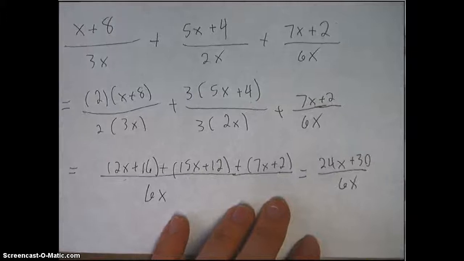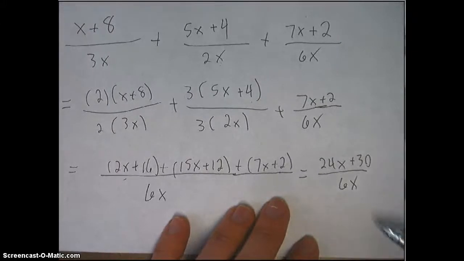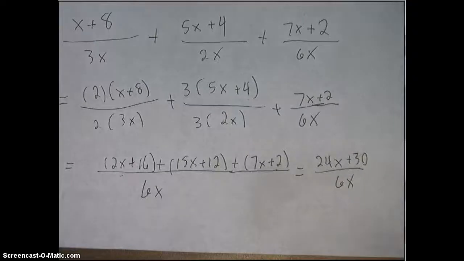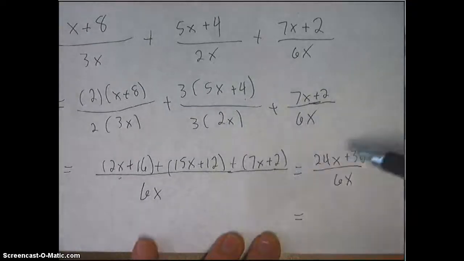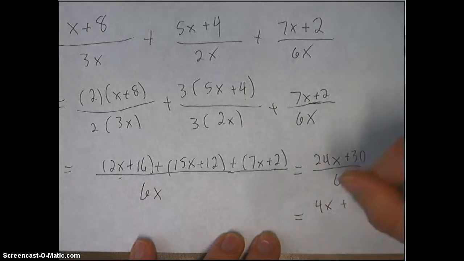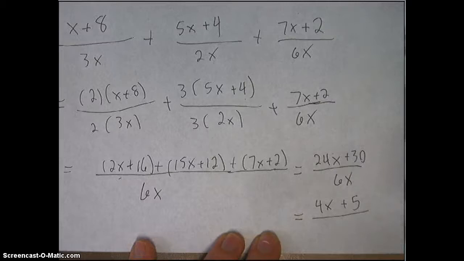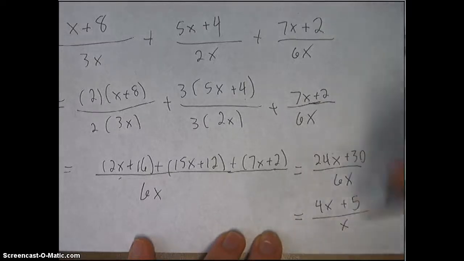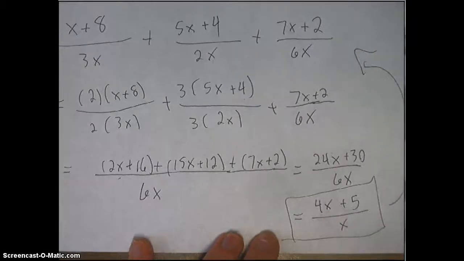You might be tempted to say we're done here, but we're not, because the last thing we need to do is take out the common multiple in all 3 of these terms. They all have a 6 that we can take out. So 24 divided by 6 is 4x. 30 divided by 6 is positive 5. And then, of course, 6x divided by 6 is just x. So it looks like this is fully simplified.